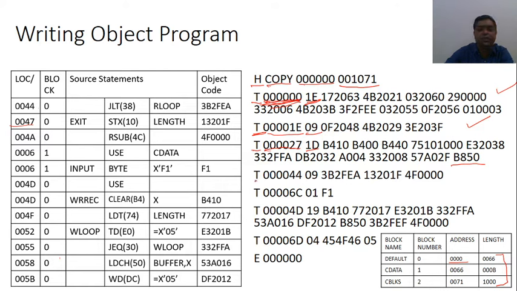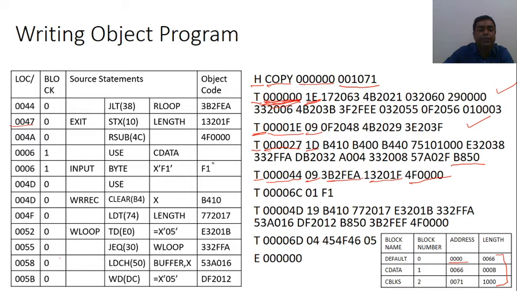So it is written here: the next text record T 000044. And what will be the size of this text record? It is 09, because after this I am getting the next block, the CDATA block. So 09 is the size of this text record, and then we write the object code only: 3B2FEA, then 13201F, and then 4F0000.